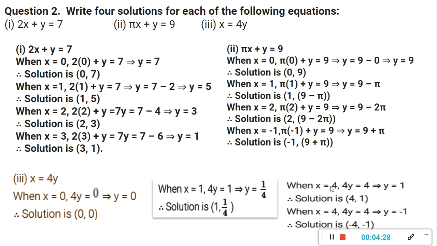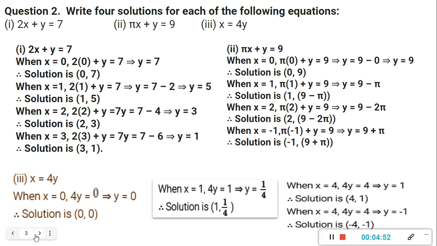Next, if we put x is equal to 4, then what should be the value? 4 upon 4 is equal to 1. So the value of y is 1. So the solution is 4 and 1. If we put any other value, we can give minus 4. So if we give minus 4, then what will come? Minus 1. Then the solution is minus 4 and minus 1.